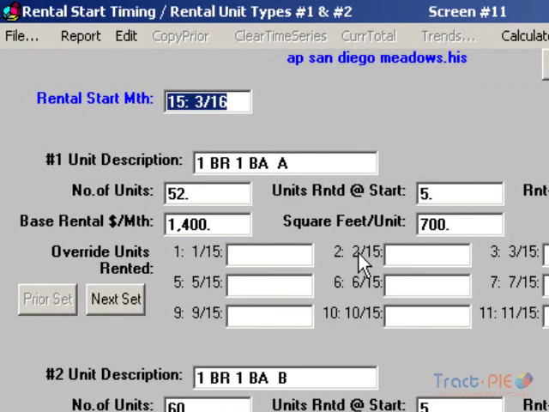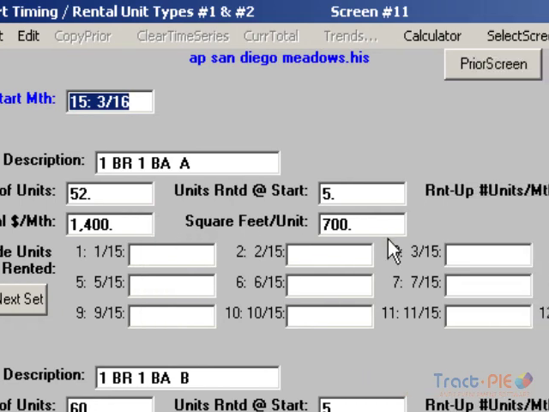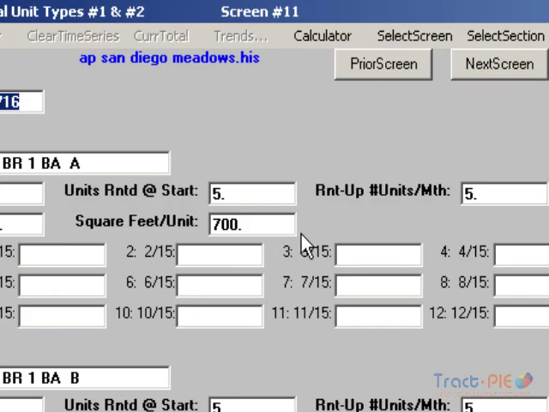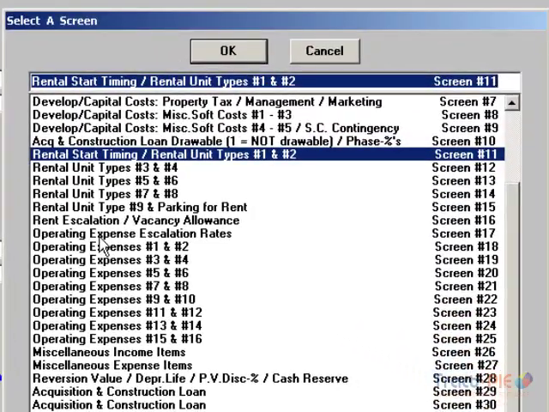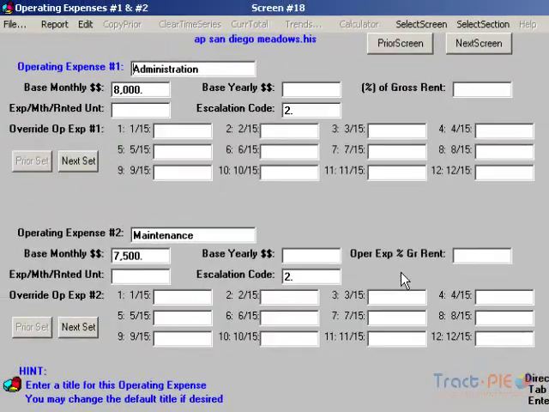With each type you can specify the number of units, the monthly rent, and square footages. What could be easier? On the next several screens you can describe up to 16 operating expenses. Notice the flexibility available to describe these expenses as either a monthly or an annual amount, a % of rent, or even a variable expense related to occupancy. These expenses then can escalate into the future.